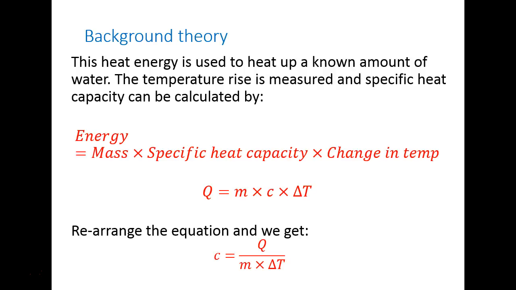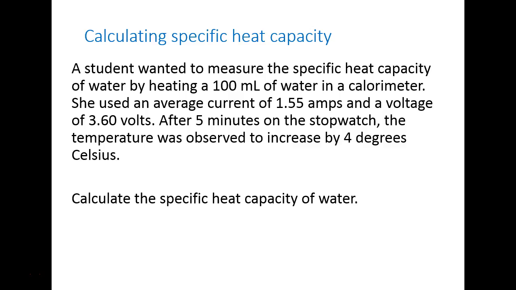Now let's try a question. A student wanted to measure the specific heat capacity of water by heating 100 ml of water in a calorimeter. She used an average current of 1.55 amps and a voltage of 3.6 volts. After 5 minutes on the stopwatch, the temperature was observed to increase by 4 degrees Celsius. Calculate the specific heat capacity of water.